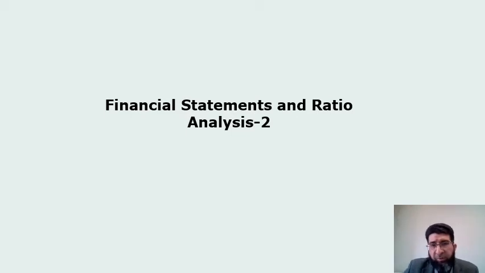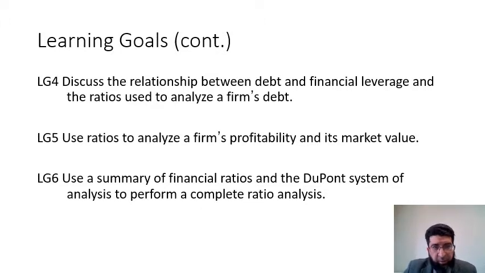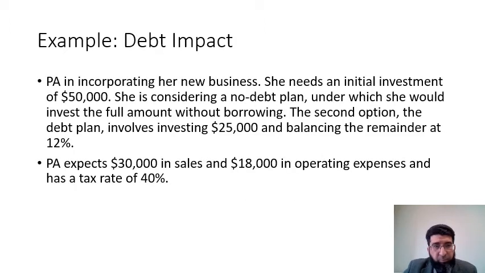Welcome to the second part of the financial statements and ratio analysis. In this part, we are going to look at three goals. We will discuss the relationship between debt and financial leverage and the ratios used to analyze a firm's debt. We'll also use ratios to analyze a firm's profitability and its market value. We'll use a summary of financial ratios and the DuPont system of analysis to perform a complete ratio analysis. These are some of the very wonderful tools that you're going to learn in this course, in this session.